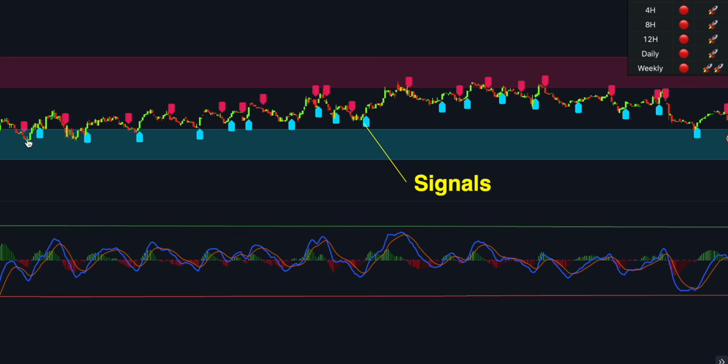Along with these supply and demand levels, the indicator also has buy and sell signals, which will be very useful for our strategy.